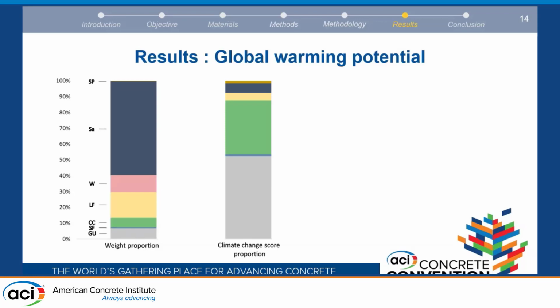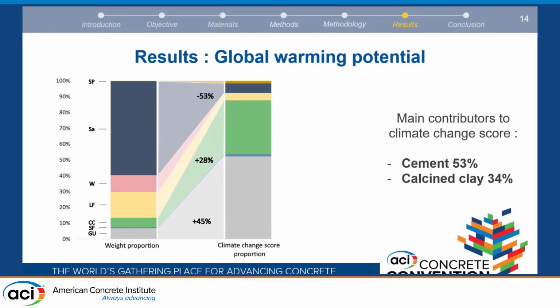We plotted the weight proportion of each mixed constituent against its respective climate change score proportion, and we can observe that in our model, although accounting for 7% and 6% respectively of the weight proportion, the cement and the calcined clay account for more than 53% and 34% of the total global warming potential. And the pretty high estimation of calcined clay can be attributed to the kaolin production, the kaolin calcination, and the calcined clay transportation.